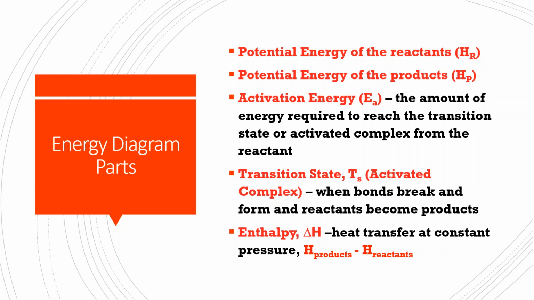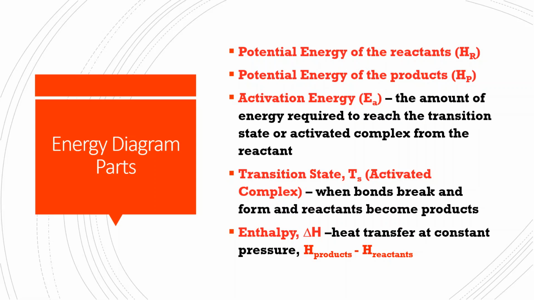Now, specifically, different pieces of a potential energy diagram. You'll get the potential energy of the reactants. You'll see the potential energy of the products. The symbol for these two things is H sub R and H sub P, respectively. You'll have the activation energy, E sub A. This is the amount of energy required to reach the transition state or the activated complex from the reactant. Now, that is a textbook definition. But as we mentioned in collision theory, that required energy for a reaction to occur, that is the activation energy. That energy needed for the reaction to begin.